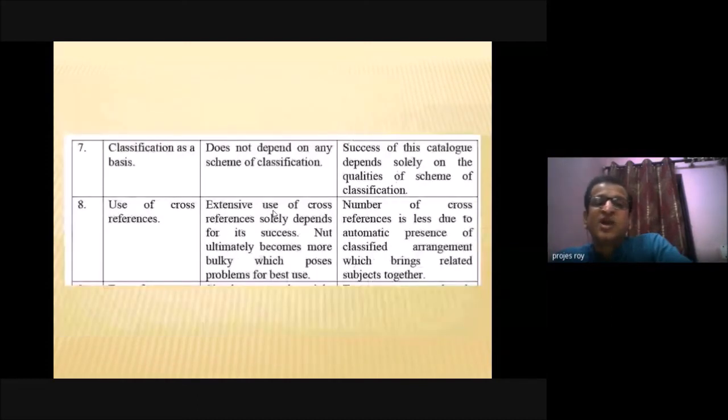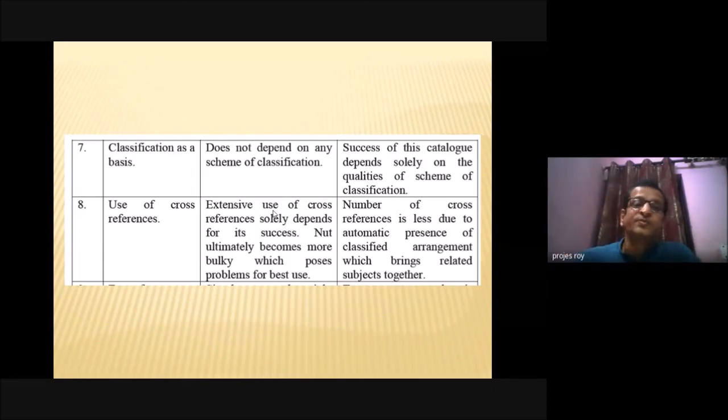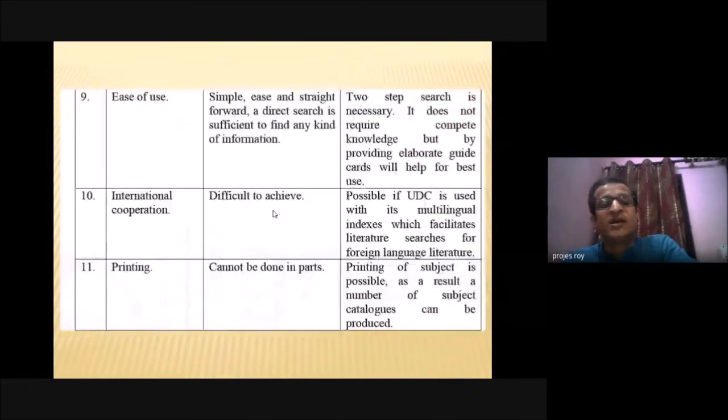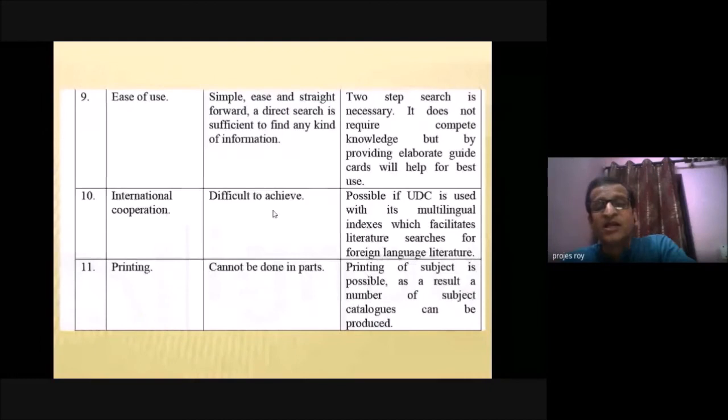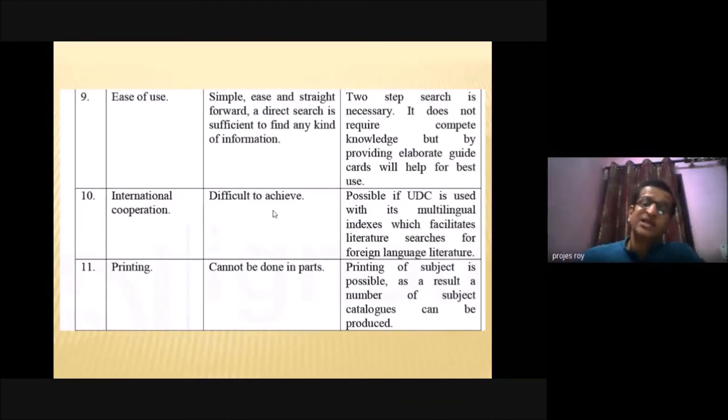Classification as a basis does not need classification in the alphabetical order. But here there is use of cross-reference. Here you need not do any kind of cross-reference, but here you can do. Ease of use: simple; this is a little complex. An international code is difficult to achieve. Here you can do it with the classified catalog. Printing cannot be done in print. Printing of subjects is possible because you are arranging all that.